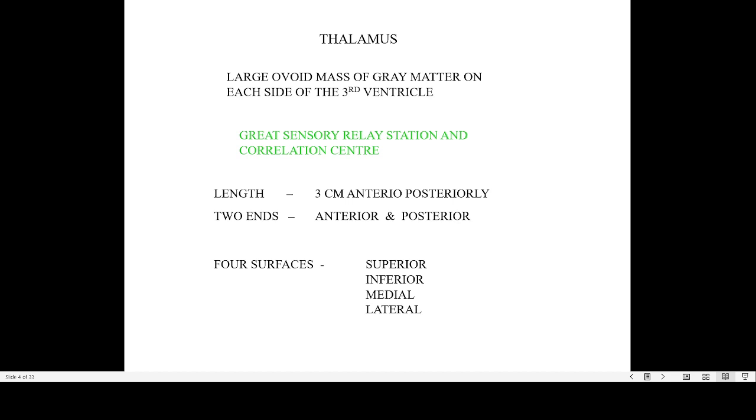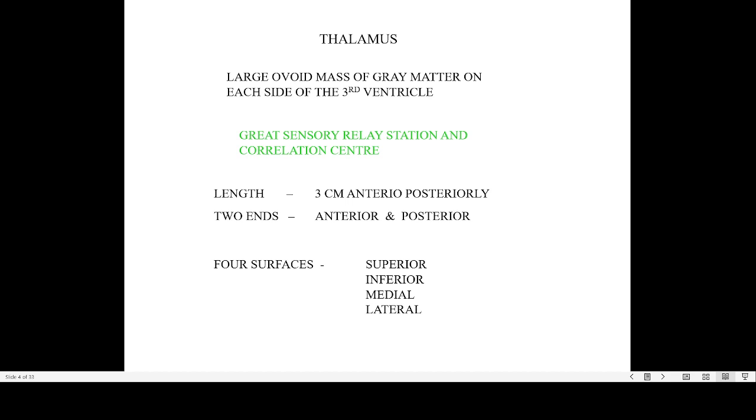The first important structure is the thalamus. The thalamus is a large ovoid mass of grey matter on each side of the third ventricle. It is a great sensory relay station and correlation center. Whatever sensory information comes from the peripheral region first reaches the thalamus, then it transmits to the cortex. So it is called one of the great sensory relay stations as well as a correlation center.